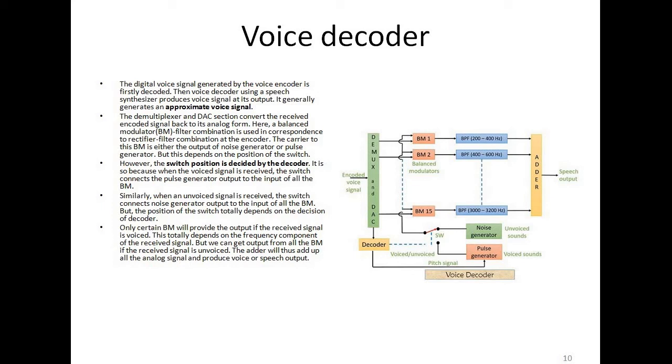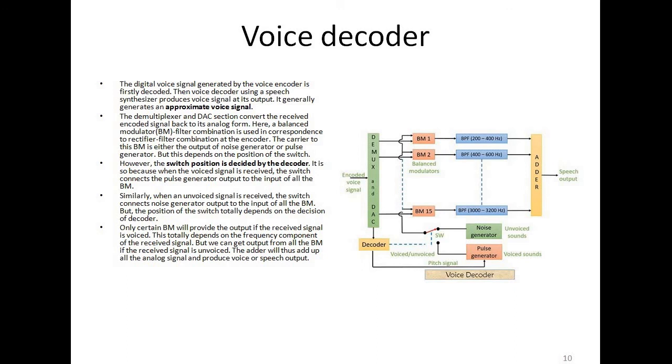It is so because when a voiced signal is received, the switch connects the pulse generator output to the input of all the balanced modulators. Similarly, when an unvoiced signal is received, the switch connects the noise generator output to the input of all the BMs. But the position of the switch totally depends on the decision of the decoder.